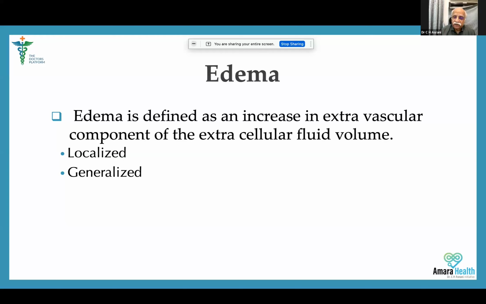Because liver is one, heart is one, kidneys are two, but they work as one unit. Anything related to liver, kidney, or heart, that edema will be bilateral.